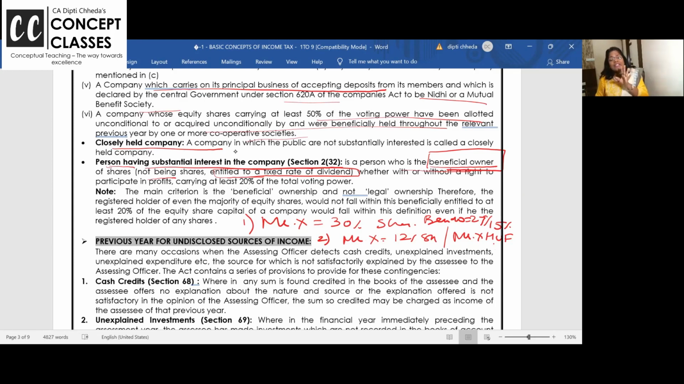Mr. X's HUF, Hindu Undivided Family, 50. Put together, how much decision taking power is there with Mr. X? 27. Is it crossing 20%? Yes, he's having substantial. Mark here T and F. True and false में पूछते हैं ये. 1 mark, 2 mark questions are super important.